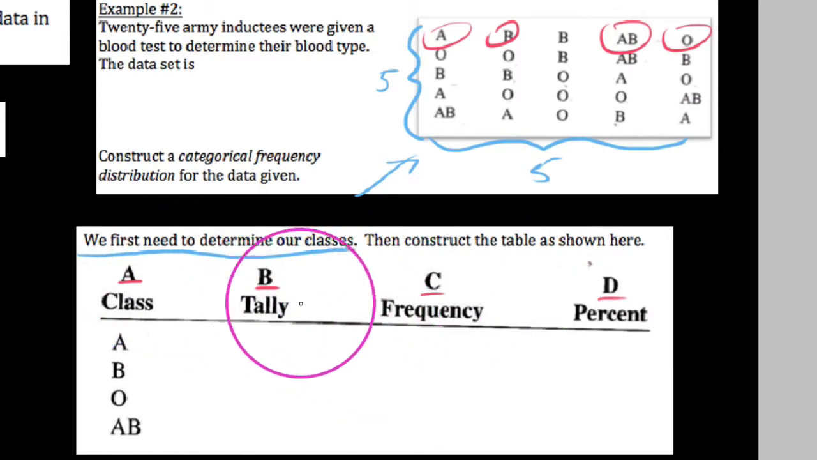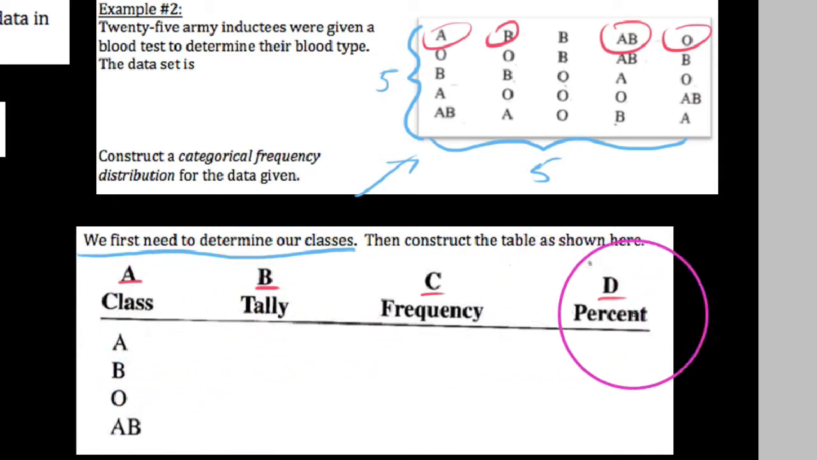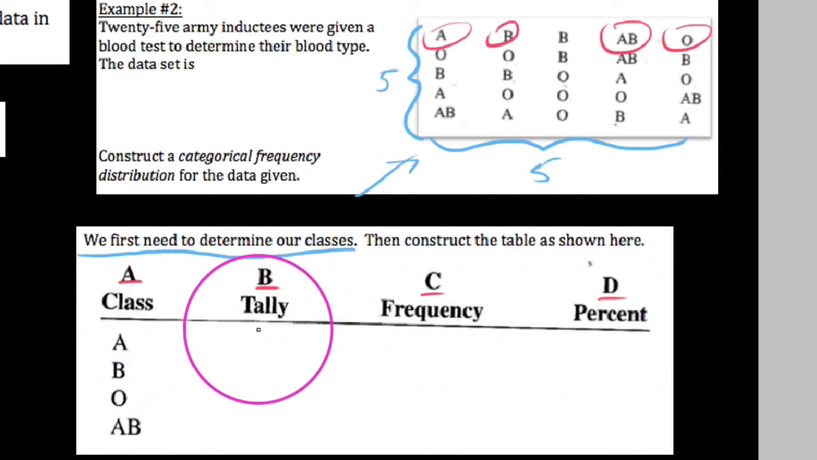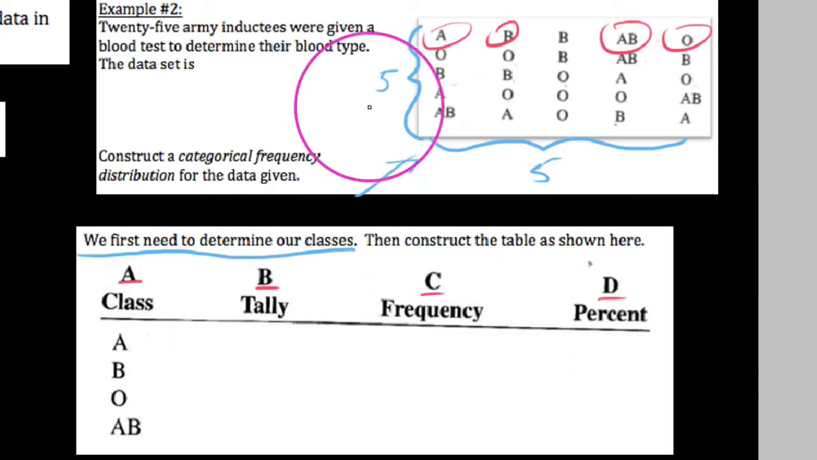So we letter these, but we also title them. So class, tally, frequency, and percent. And so tally is exactly what it says it's going to do. It's going to tally up how many types A there are. So we have a type A here, and I put a tally.